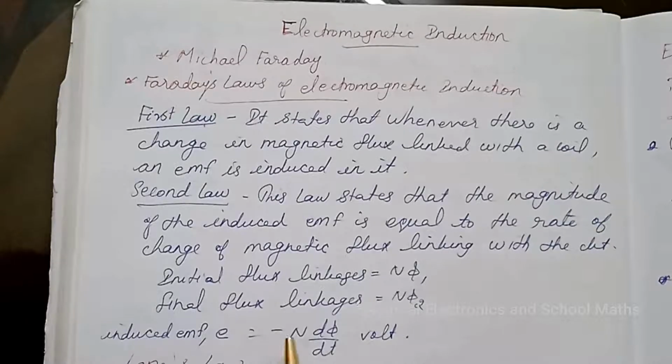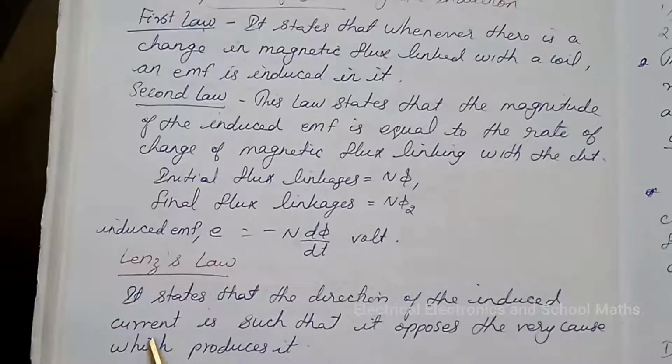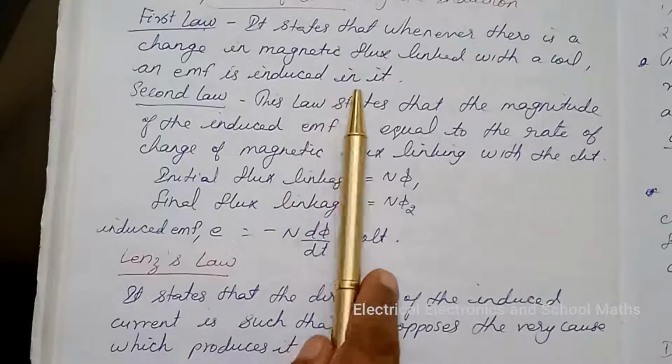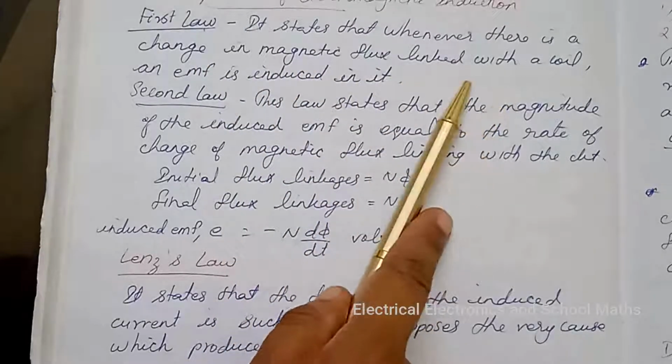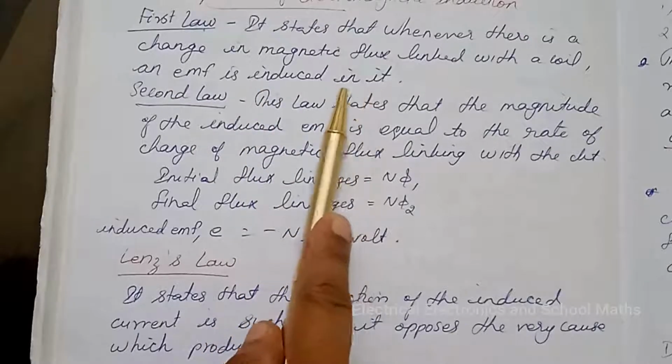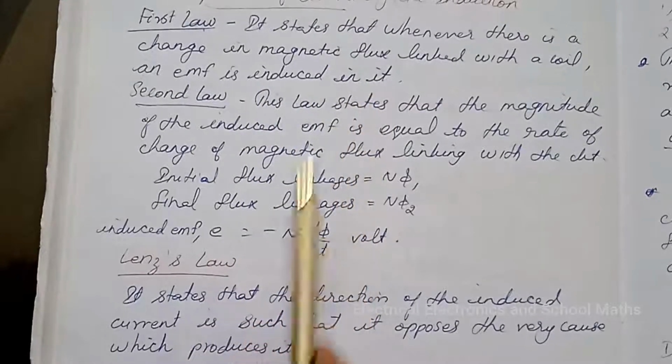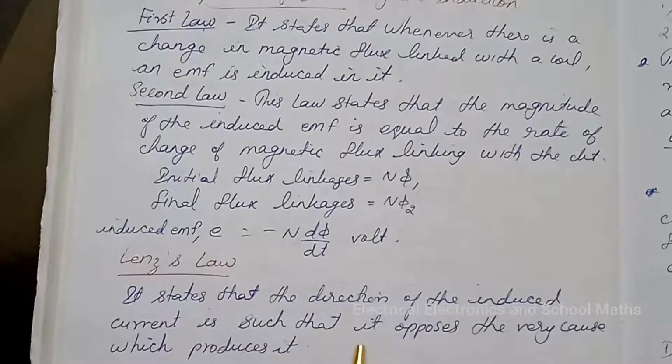The negative sign is explained with the help of Lenz's law. Lenz's law states that the direction of the induced current is such that it opposes the very cause which produces it. From the first law, we know that if there is a change in magnetic flux linked with a coil, an EMF is induced in it, and if there is a closed path, then a current will be flowing in that circuit. And the direction of that current is given by Lenz's law.